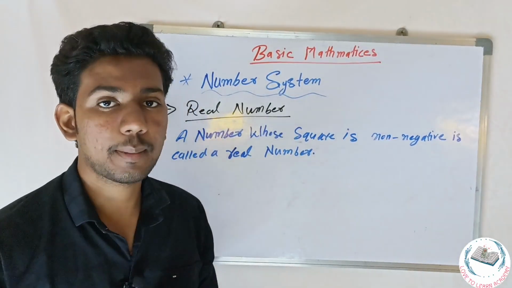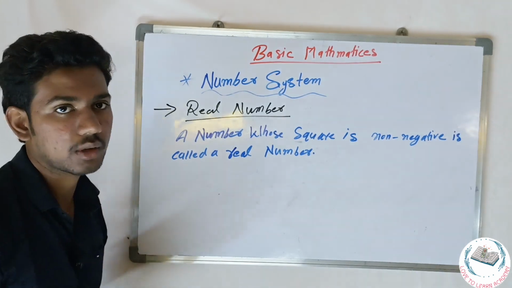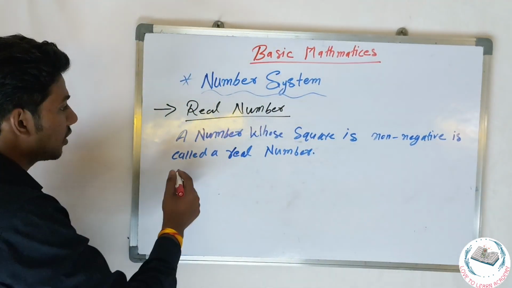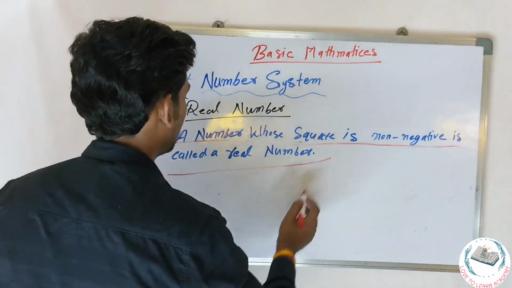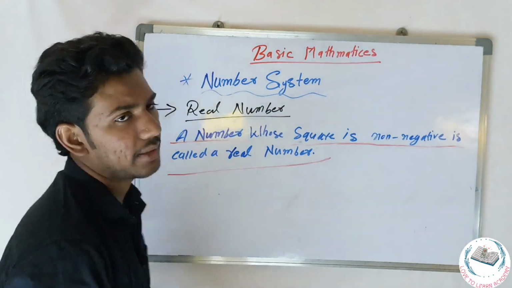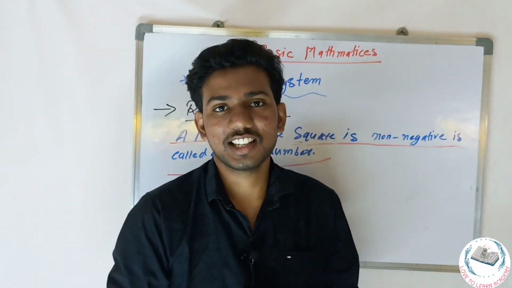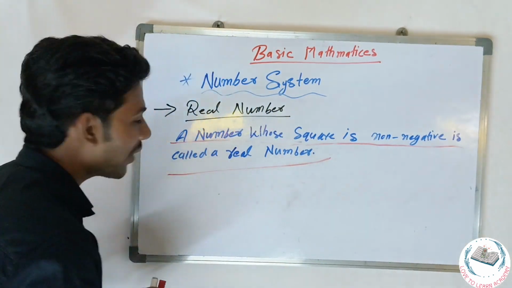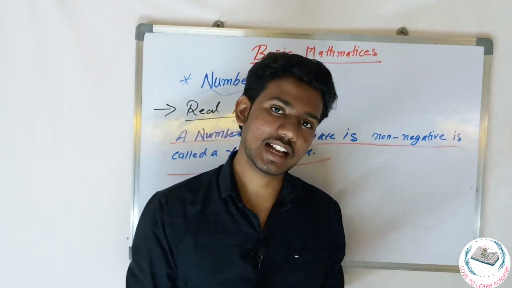Now let us talk about real numbers. Okay, so a real number is very easy to understand. Let's see the definition of that. The definition of a real number is a number whose square is non-negative. In simple language, I can tell you, all numbers are real numbers. In a simple way, you can say that all numbers are real numbers. That's enough for real numbers.